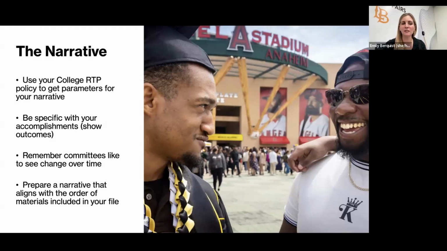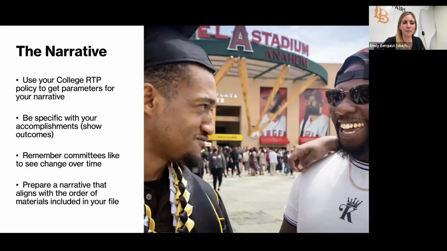Pro tip: be specific with your accomplishments. Don't just tell us that you served on a certain committee. Tell us what exactly you worked on and how your work was received. You want to focus on showing what came to fruition from your different efforts. Another thing to remember in your narrative is that committees like to see change over time.